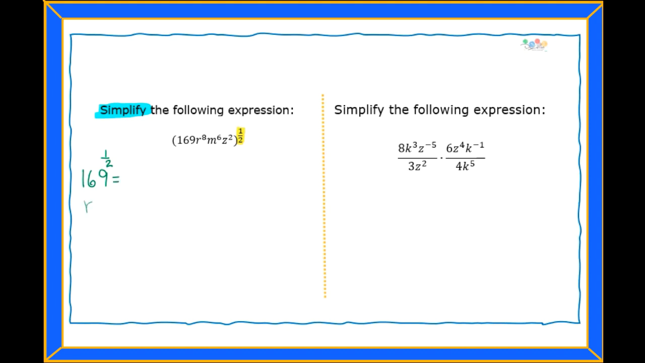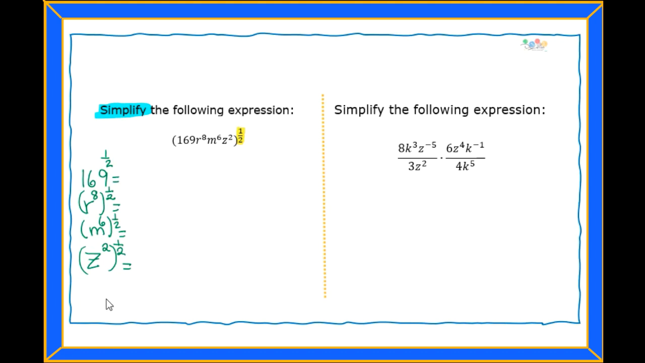Then I'm going to move on to r to the 8th power and raise it to the half power. Same thing with m raised to the half power. And last will be z to the second power raised to the half power. So everything inside the parentheses is going to be raised to the half power. Okay?